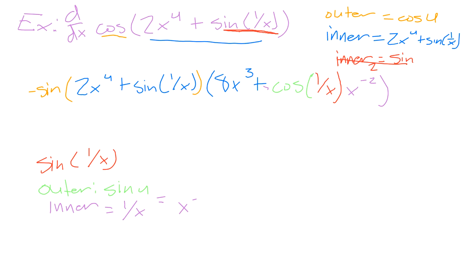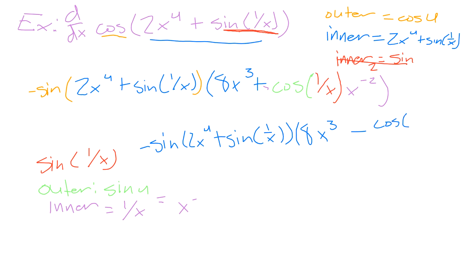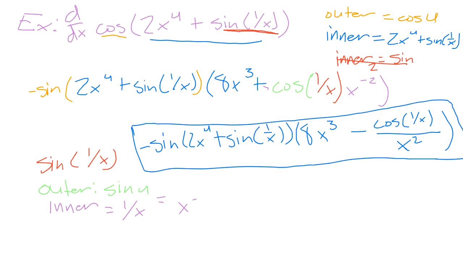So we can say that our final answer is going to be negative sine of 2x to the 4th plus sine of 1 over x, times 8x cubed minus the cosine of 1 over x over x squared. This is going to be our complete derivative. For this one, we just kind of slowly moved further and further in.